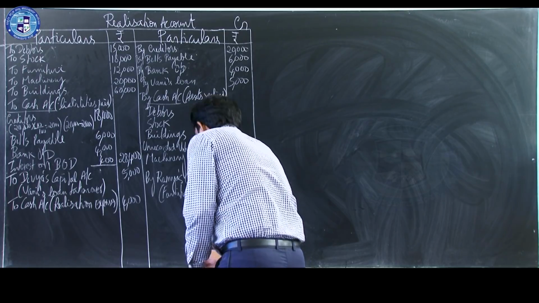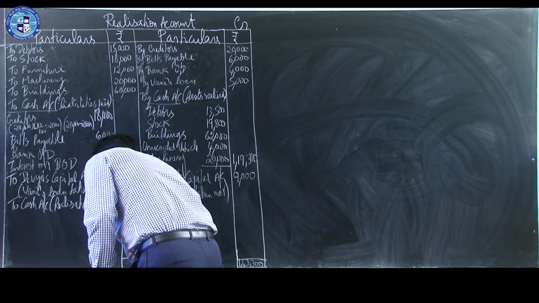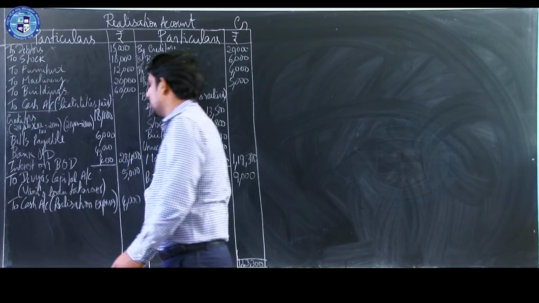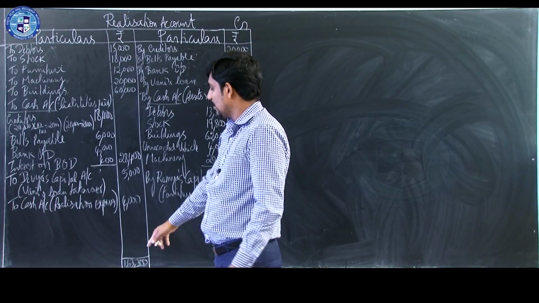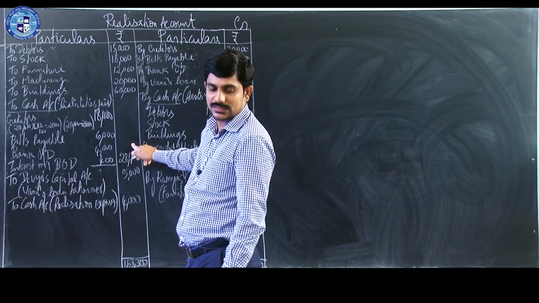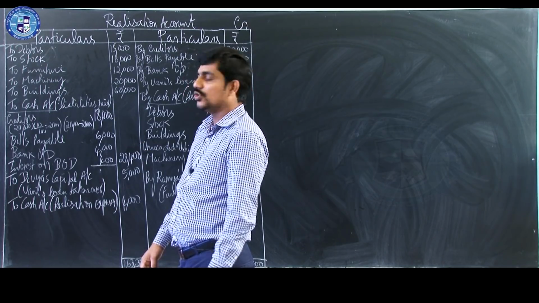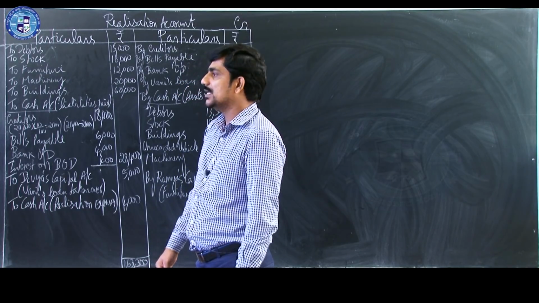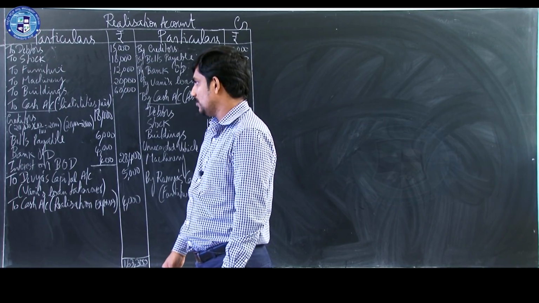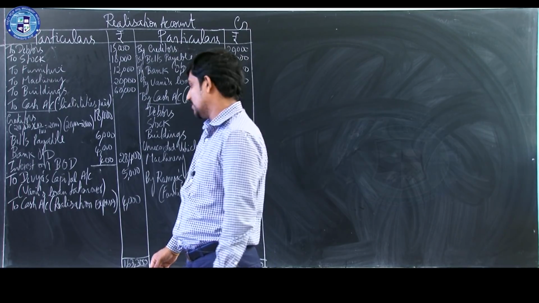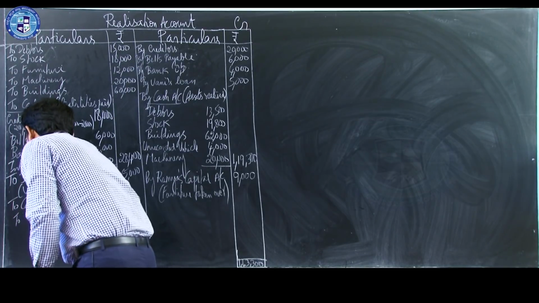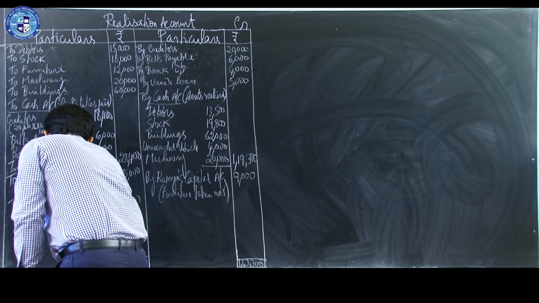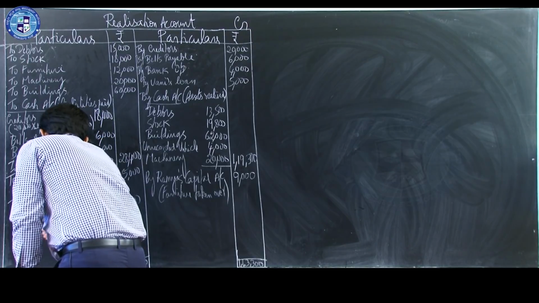The total is 1,63,300. From that, minus the debit side total, that is 1,62,400. You will get balance 900. How much balance will you get? 900. So, balance is how much? 900. You have to transfer it to which account? To partners capital account.